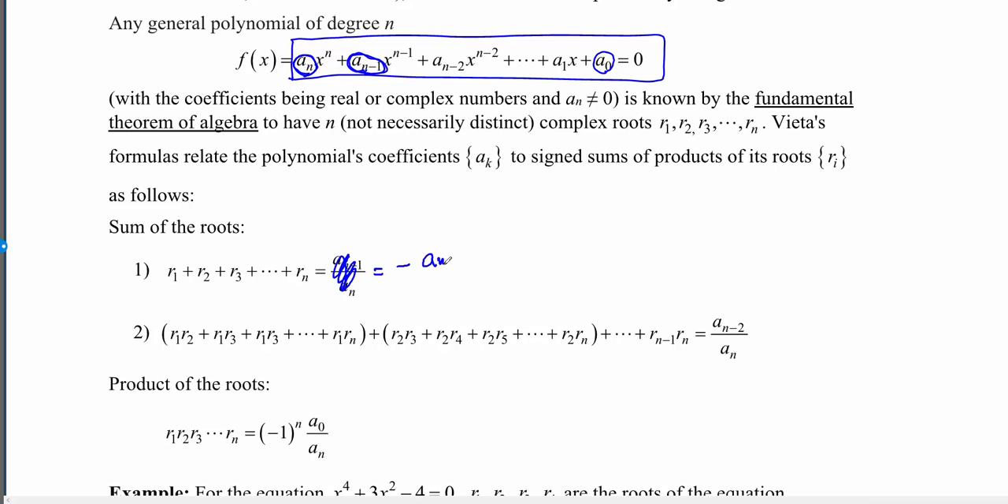Negative a(n-1) over a(n), okay? The next one. But still sum of roots, but this time is what? Two roots, product of two roots and sum of what? Sum of the product of two roots. Yeah. Okay? So r1 r2, r1 r3, r1 r4, okay? This one, how can I say? Product of two roots, okay? The next is r2 r3, r2 r4, keep continue, right?